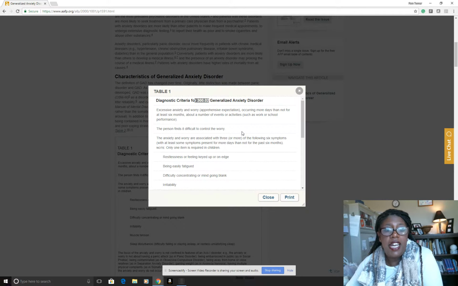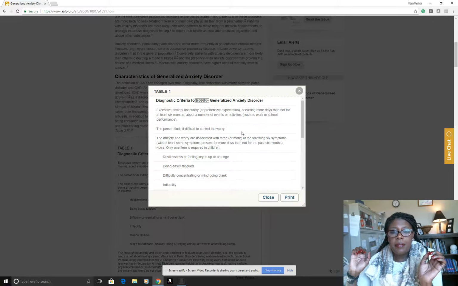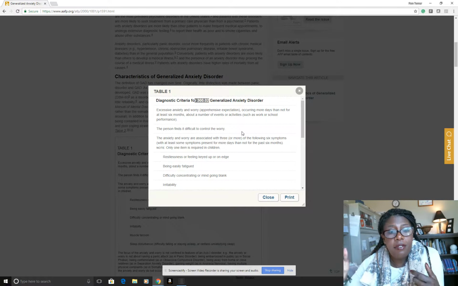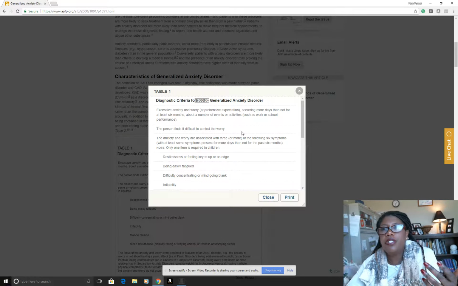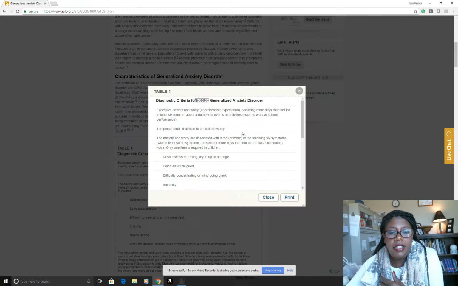But the diagnostic criteria is excessive anxiety and worry, apprehensive expectation occurring more days than not for at least 6 months, about a number of events or activities such as work. So not only is it one period of anxiety, it needs to happen for at least 6 months, occurring more days than not. And it's across activities. It can't just be at home. You'll see it at home, at school, at church, in your car, wherever. That's one way that we differentiate. The person finds it difficult to control the worry.